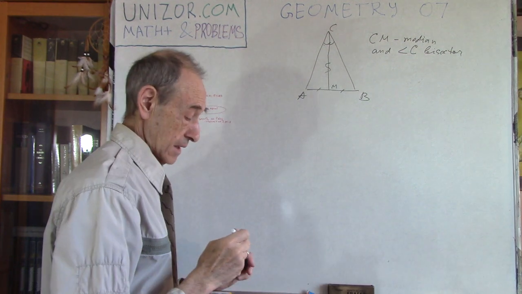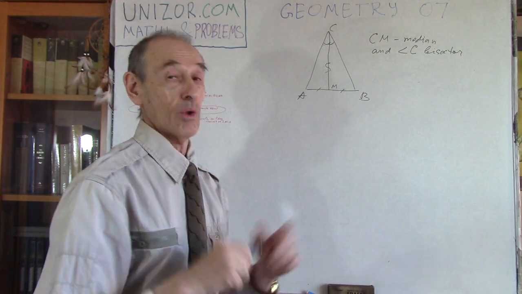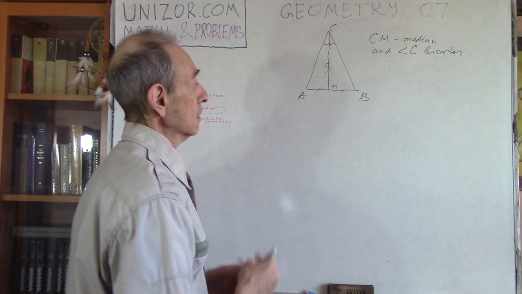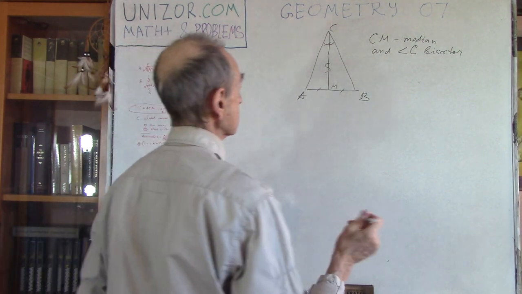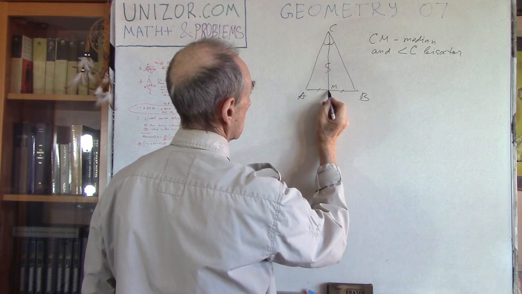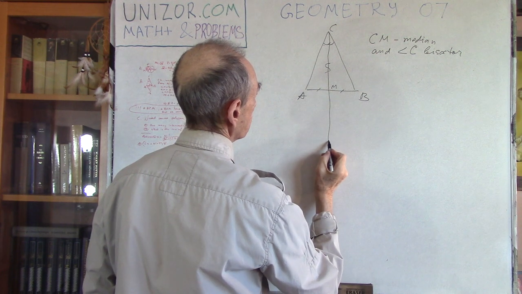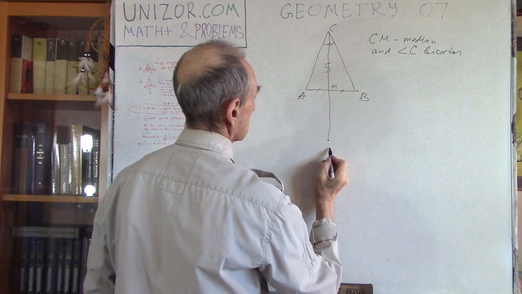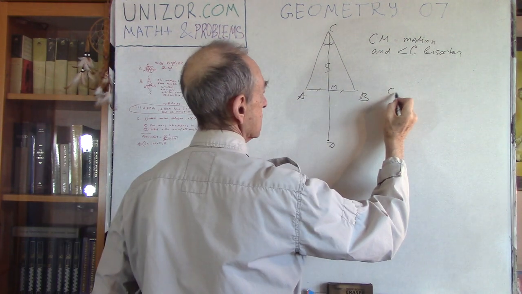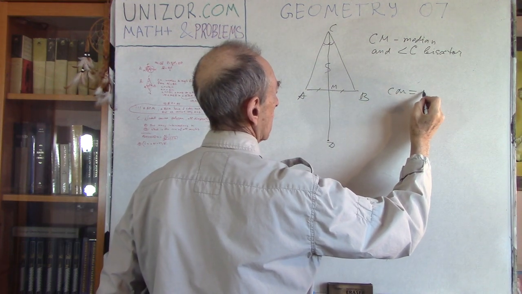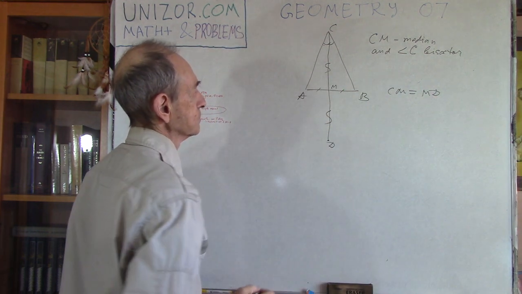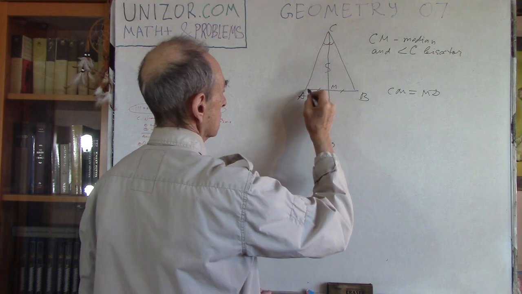By the way, it's a solution, doesn't mean it's the only solution. There are probably other cases and other ways to prove this, but I prove it this way. So let's do it this way. Let's expand the CM, continue it beyond point M to point Z on the same distance. So CM is equal to MZ. This is equal to this. Okay? And connect it.